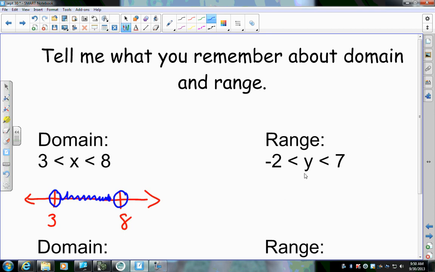Range, when you're talking about the range, you're talking about the vertical, going up and down. Okay, and it doesn't have an equal to bar. It's starting at -2, and it goes up to 7. And when it's not equal to, again, you just put open circles, and you shade in between.